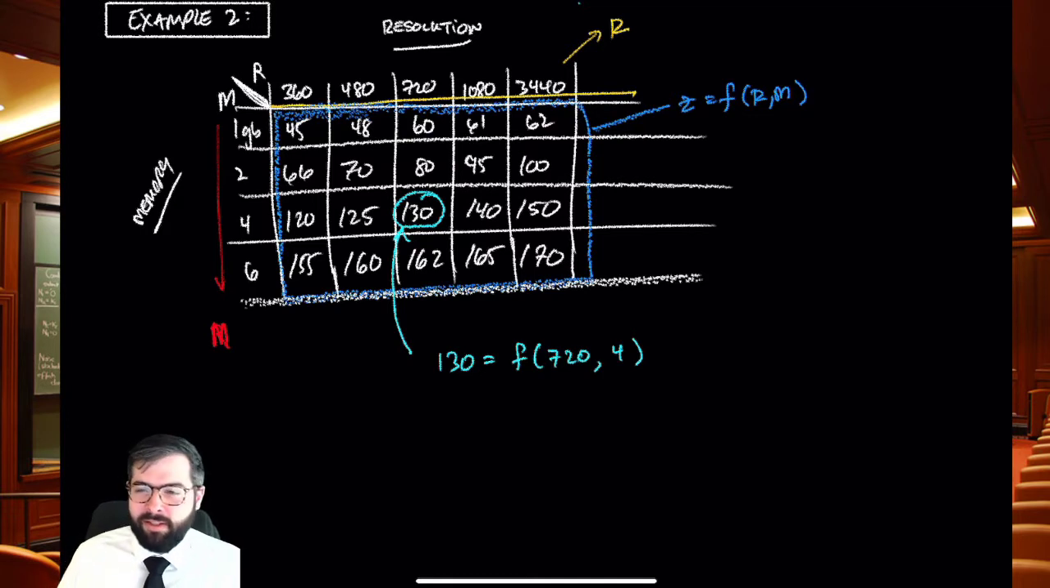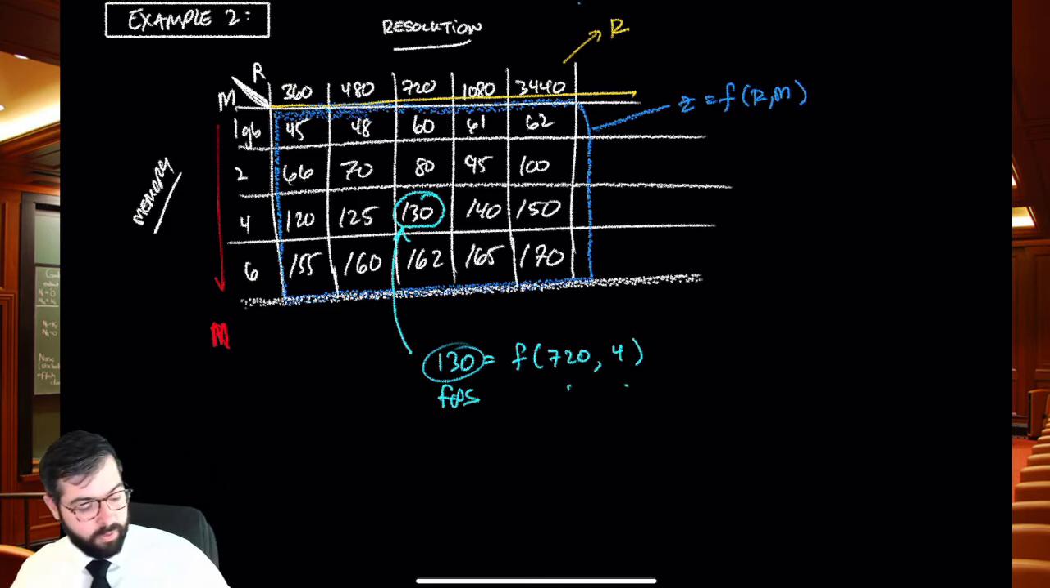Let's say we had computers built on Planet Mali. This would be their performance index. But that's exactly right. This is what you would get, 130 FPS for this resolution and memory.